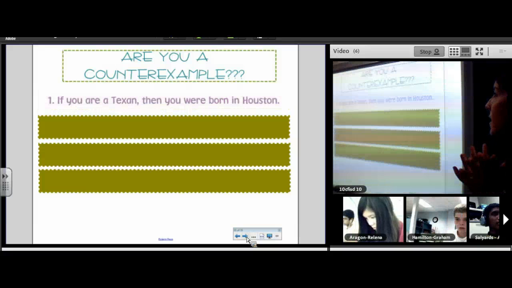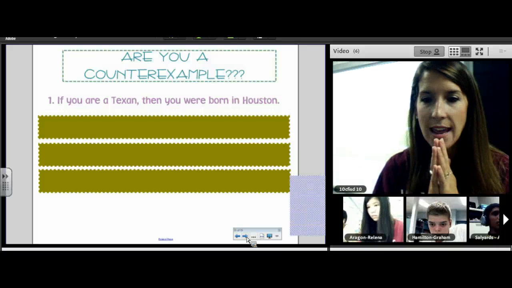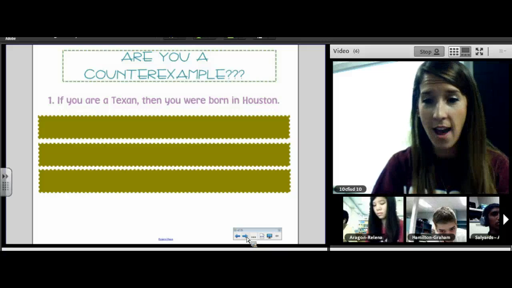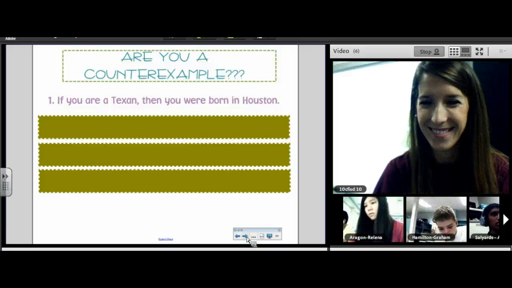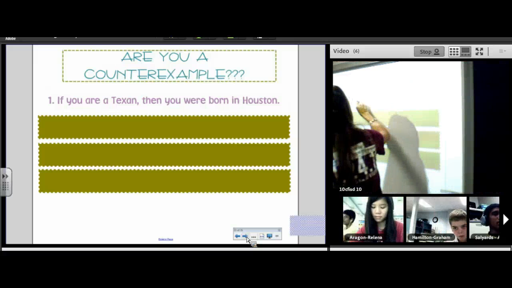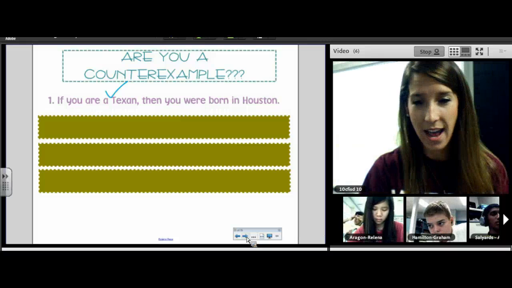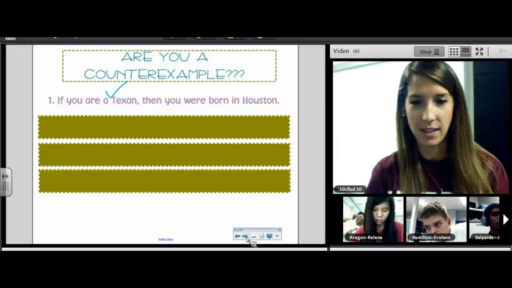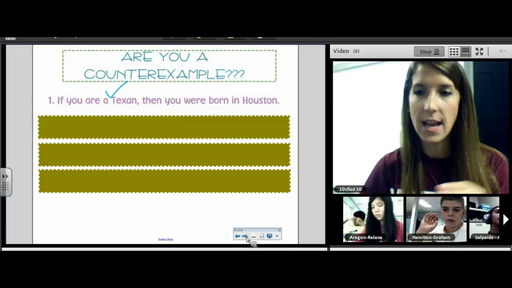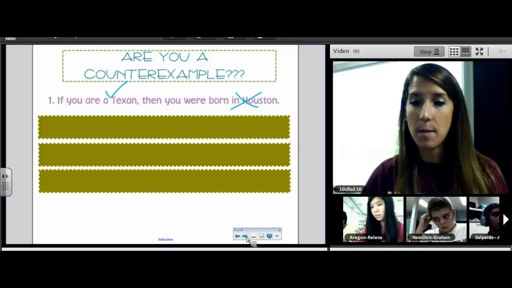If you are a Texan, then you were born in Houston. Don't say true or false yet. I just want to know if you are a counterexample. So you would want the beginning to be true. If you're a Texan, that would mean you're technically born in Texas, unless you're an adopted Texan. So that would mean you're born in Texas, but you are not born in Houston. So what would be some examples?